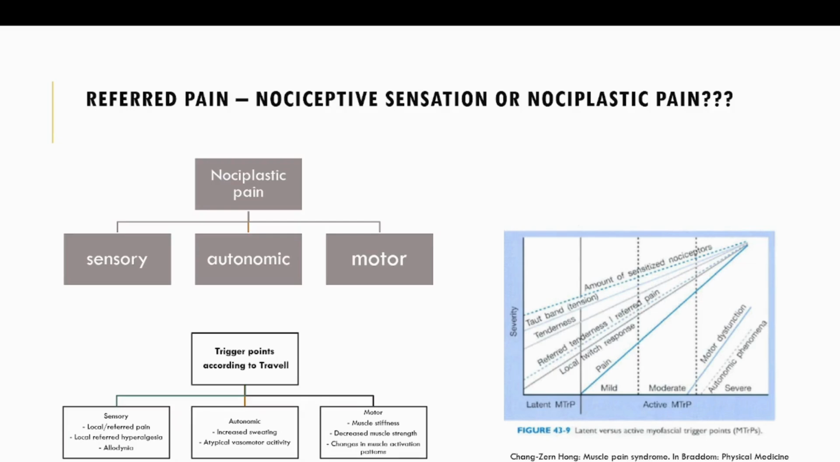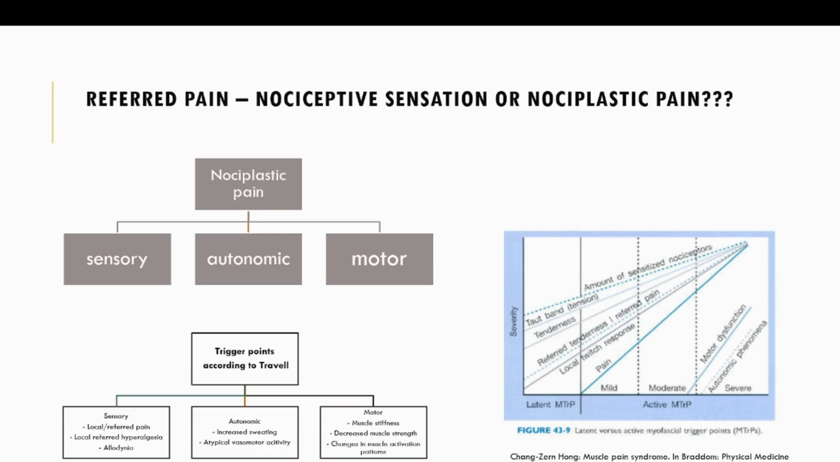Our research led us to a crucial question. Is referred pain purely a nociceptive sensation, or does it reflect a form of nociplastic pain? Nociplastic pain is characterized by altered nociception without clear evidence of tissue damage or nerve injury. It often involves not only sensory disturbances but also autonomic and motor symptoms, which are increasingly observed in clinical settings.